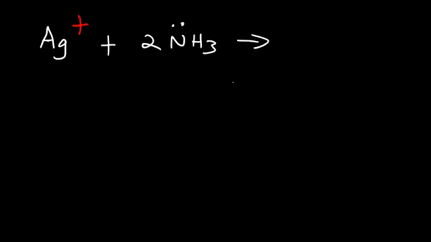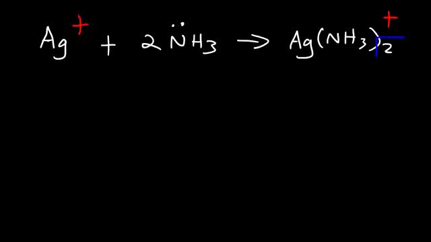So let's use an example. Here we have the silver metal cation. It has a charge of +1. And we're going to react it with two ligand molecules, in this case, two ammonia molecules. In this case, the ligand is not an ion, it's a neutral molecule. And it's going to form this particular complex ion, the diamine silver cation.